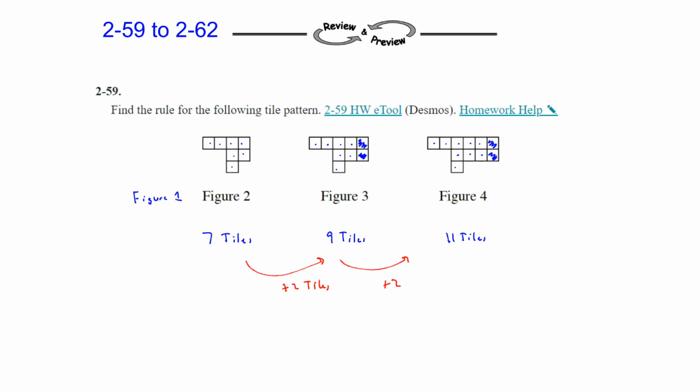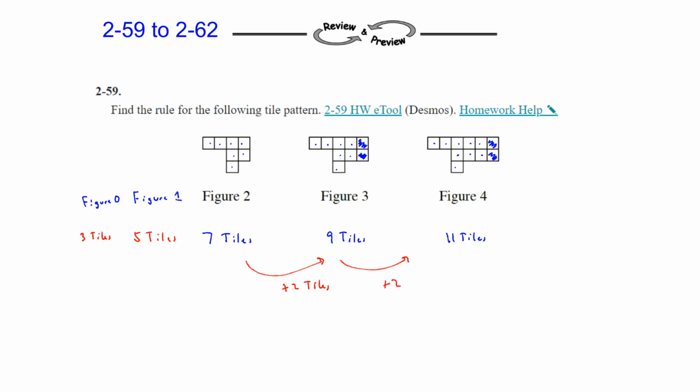Then to work backwards, we would subtract 2. So in figure 1, there would be 5 tiles. And then on figure 0, because we want to know where it starts, what that initial is, so you go back again, and that would be 3 tiles. So at figure 0, we would have 3 tiles.